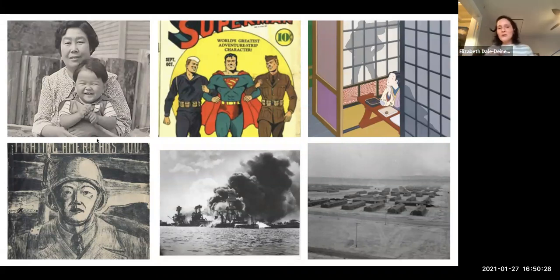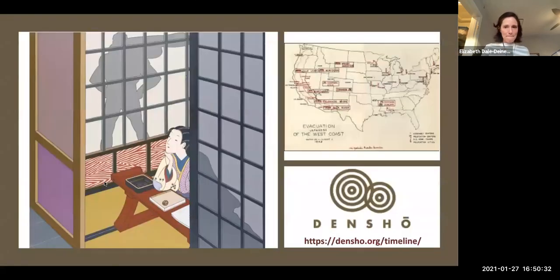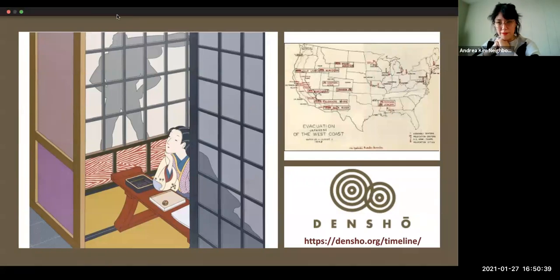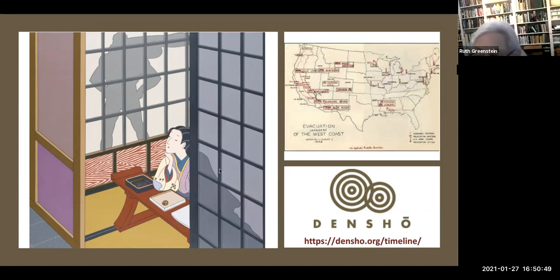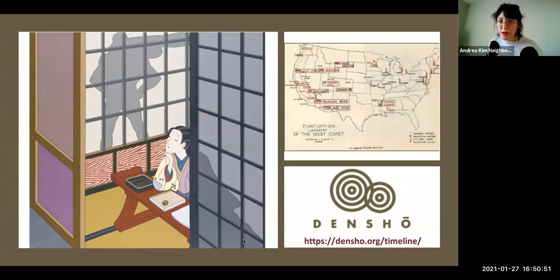All right, so I'm going to turn you back over to Andrea because she's got a question for you. So what we see here is this beautiful painting by Roger Shimomura, and then you'll see to the right, there is a map to give you a visual of where these camps were located. Andrea, speak into the mic more. Oh, I'm sorry. Is this better? Yes. Okay. I had my arms crossed.